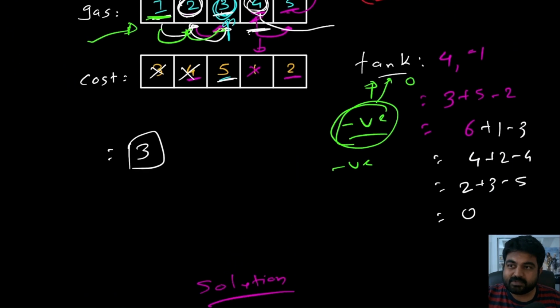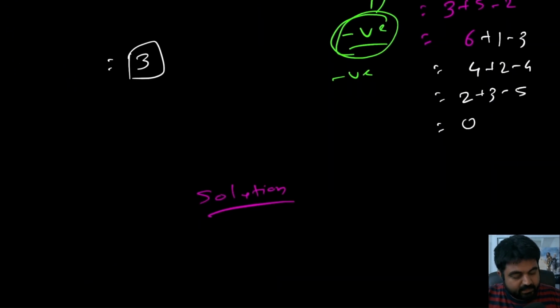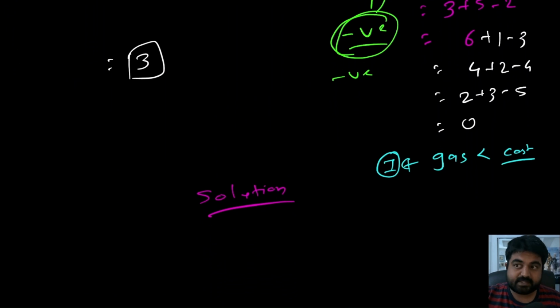Now let's talk about some of the critical possibilities. Scenario number one: the only way we are not able to complete the whole circuit is a very simple logic. That is, if the total given gas is less than the total cost. If that is the case, cost is higher, so we would not be able to complete the full circuit. We can calculate this immediately by summing up all the values in both the gas and cost arrays and comparing them. If that is the case, we can simply return -1 immediately, saying that this problem cannot be solved.